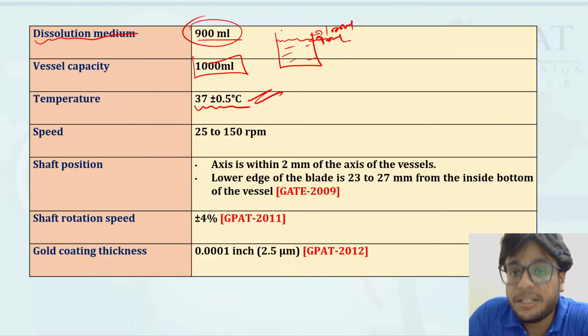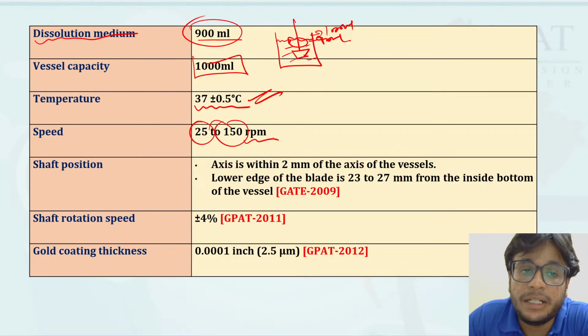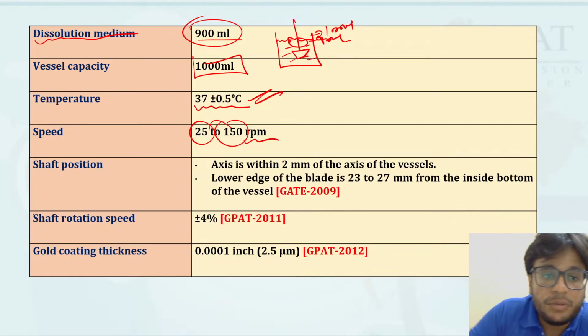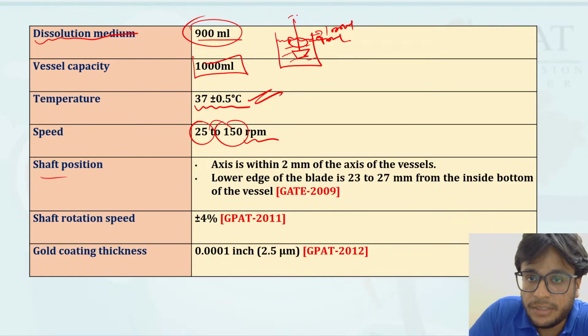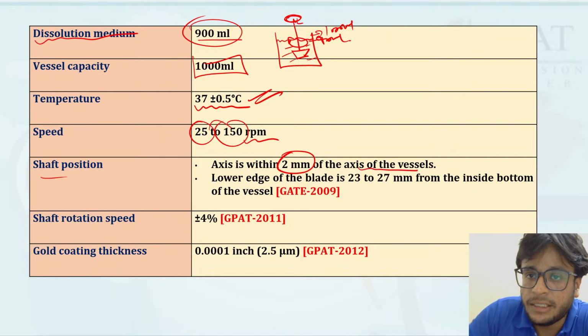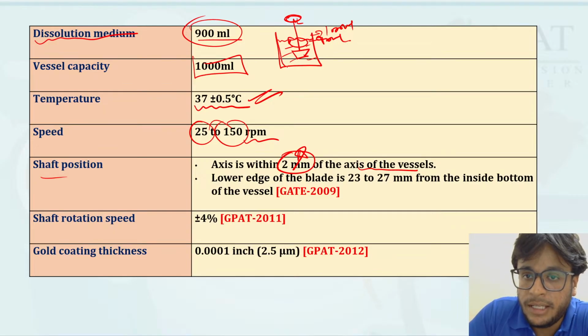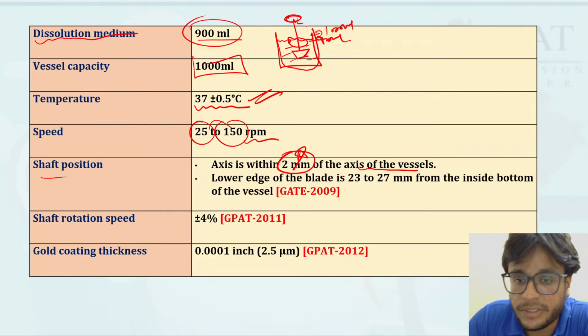The RPM at which the paddles are going to be rotated: these are the different kinds of paddles present in each basket. So these paddles have to be rotated at 25 to 150 RPM, or rounds per minute. Okay, the shaft position. So these are the shafts that rotate that particular paddle. The axis must be within 2 mm of the axis of the vessel. So this is the vessel, and the shaft has to rotate within 2 mm of its axis.